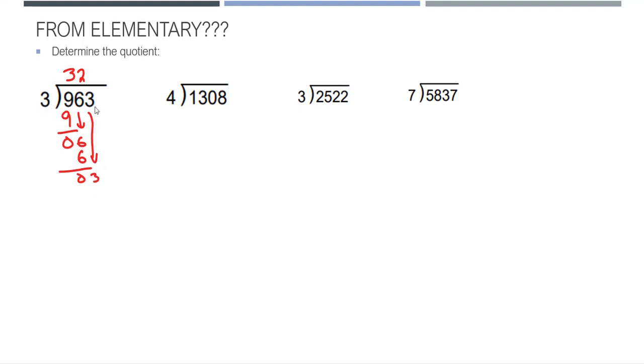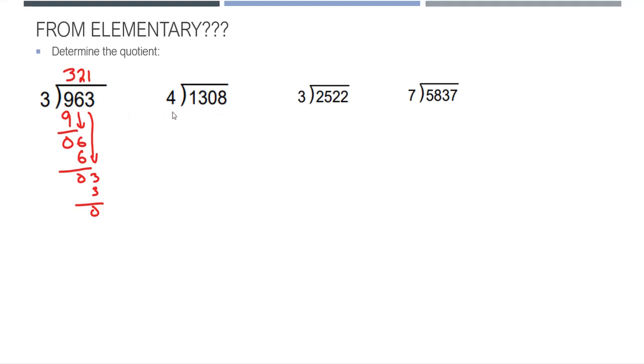Then 3 goes into 3 once. And 3 times 1 is 3. So we get 0. Perfect. No remainder. So 963 divided by 3 is 321. Not that special. Let's go look at the next example though.